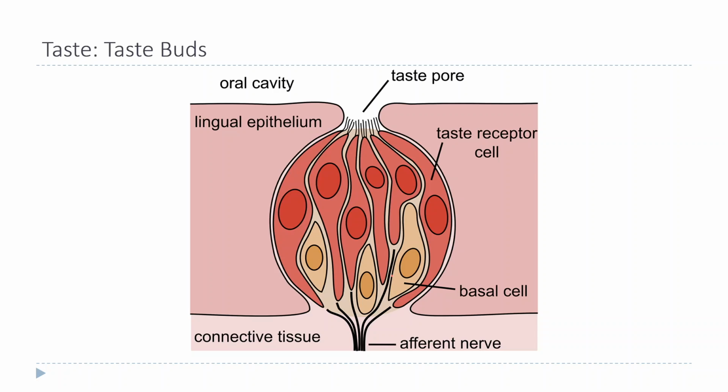The other thing inside the taste bud is the afferent nerve. First of all, the word afferent is going to come up a lot in the next few chapters, but basically it just means a sensory nerve.